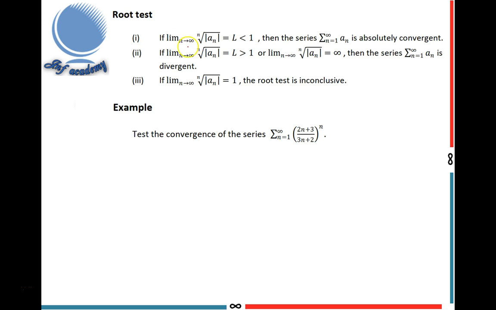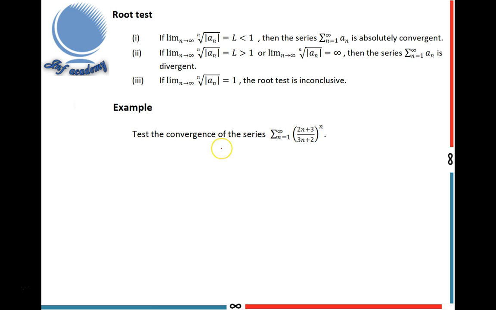The first condition is if limit n tends to infinity, nth root of modulus an equals L, which is less than 1, then the series is absolutely convergent. Absolutely convergent gives convergent also. Second condition is if the limit is greater than 1 or infinity, does not exist, then the series is divergent. Third condition is if the limit equals 1, the root test is inconclusive. That means there is no information. Suppose you got the value equal to 1, in this case you cannot use the root test. Okay, so this is the root test.